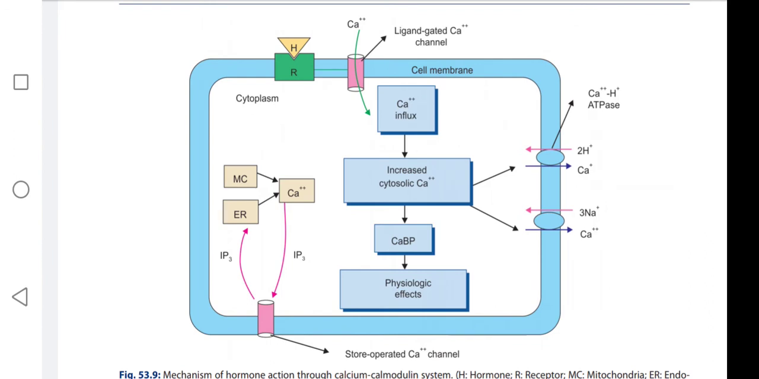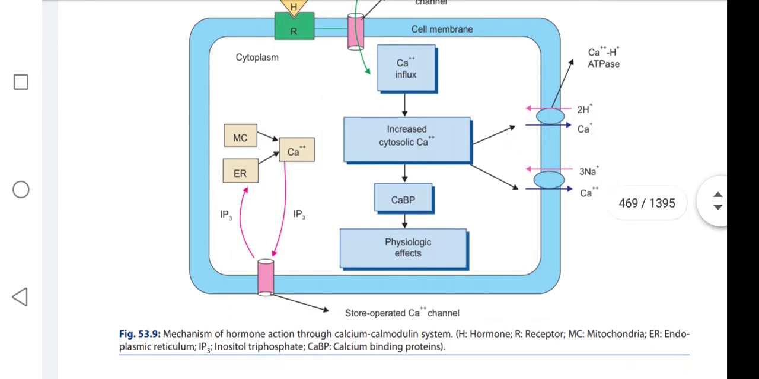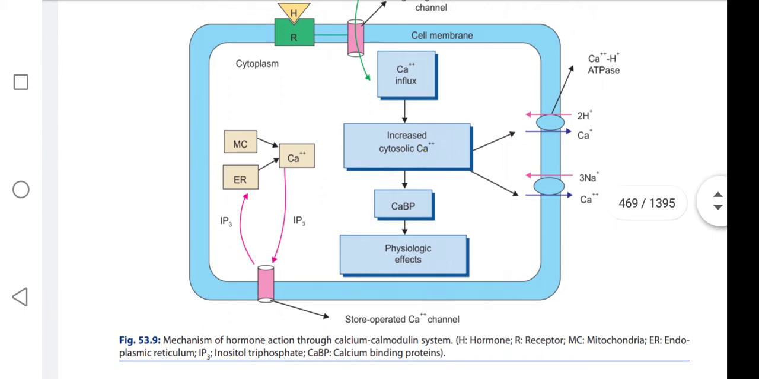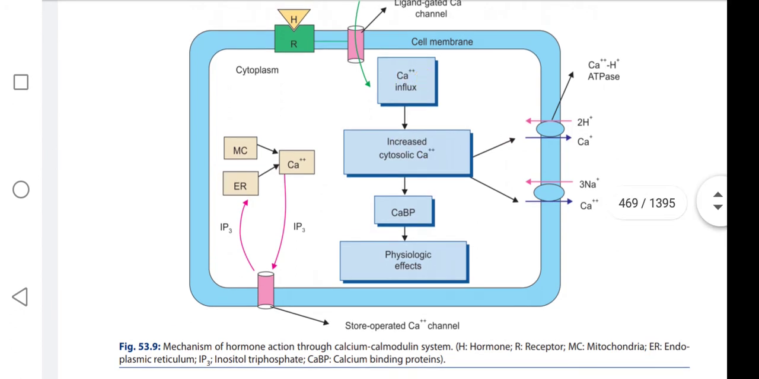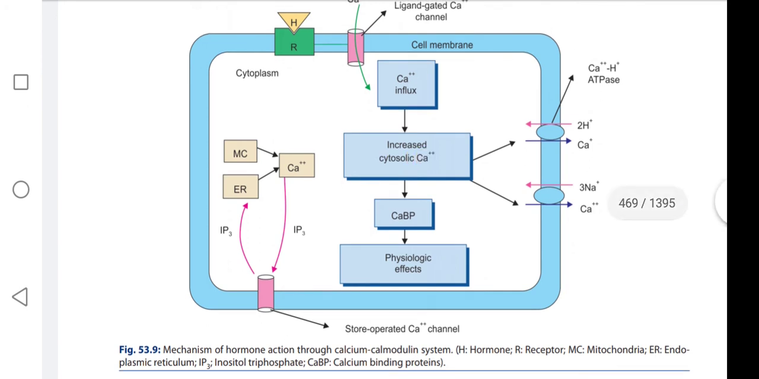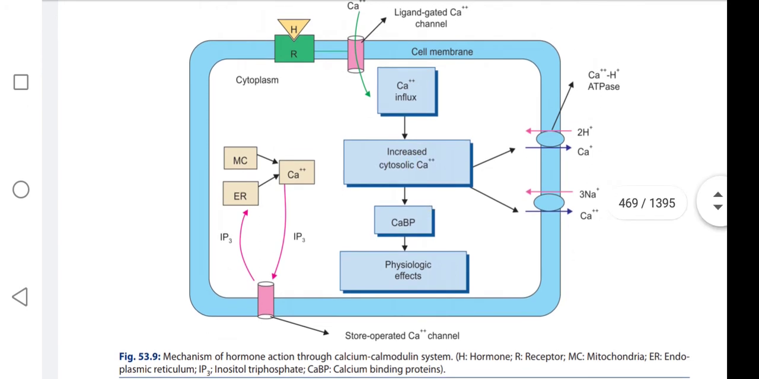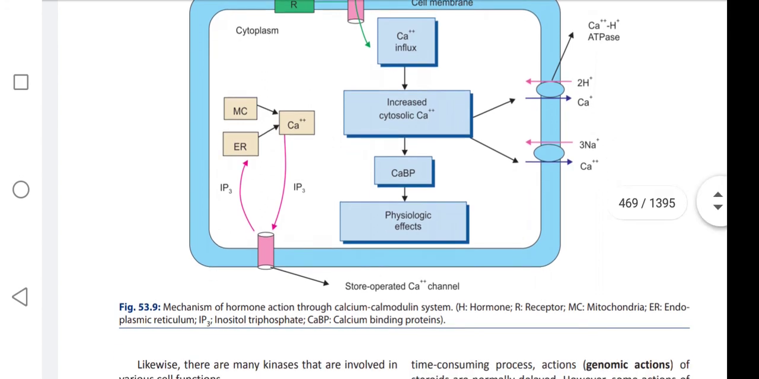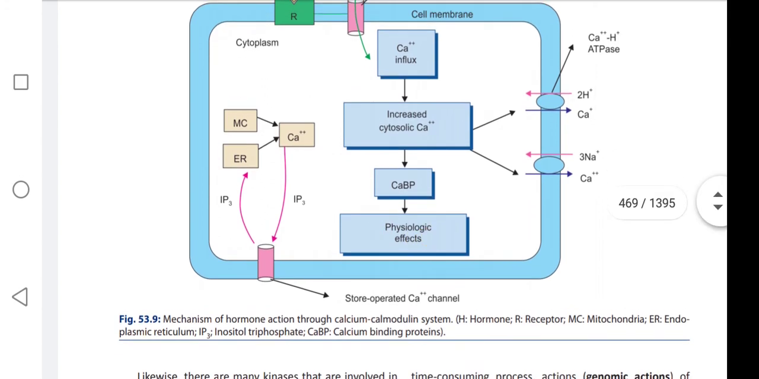Due to the influx of calcium in the cell, cytosolic calcium increases. Due to increased calcium in the cell, it binds with the calcium binding proteins. It causes the physiological effects in the body.